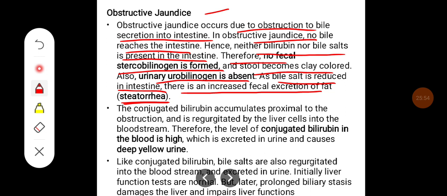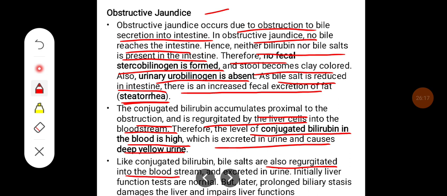The conjugated bilirubin accumulates proximal to the obstruction and is regurgitated from the liver cells into the bloodstream. Therefore, the level of conjugated bilirubin in the blood is high. So this is excreted in urine and causes deep yellow urine. Like conjugated bilirubin, bile salts are also regurgitated into the bloodstream and excreted in urine. Initially, liver function tests are normal, but later prolonged biliary stasis damages the liver and impairs liver function.